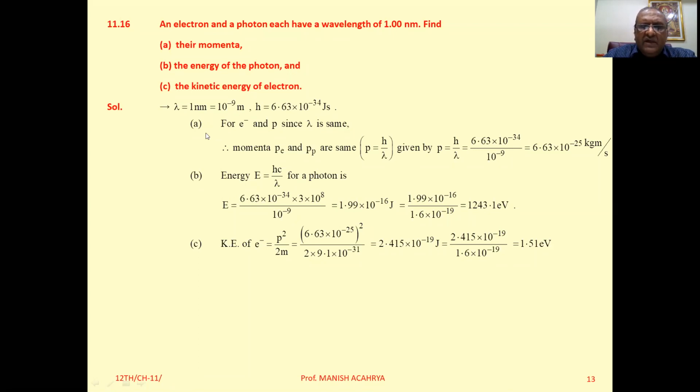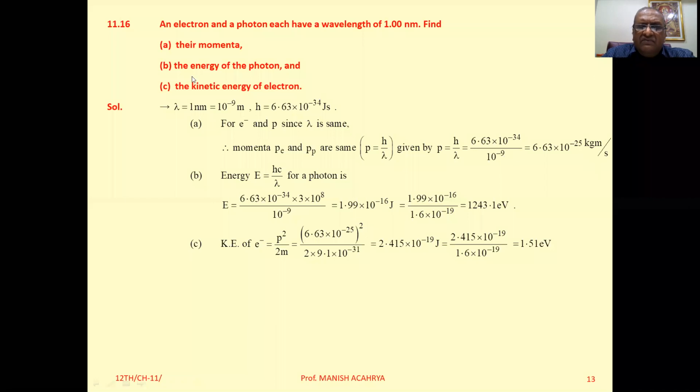Now first we have to calculate the momenta of the electron and photon. Here the wavelength is the same, 1 nanometer, for both. Now for momentum we have the equation p equal to h by lambda. Now lambda is the same for electron and photon, it implies that the momentum will also be the same. h by lambda, substitute the value of h, 6.63 into 10 raised to minus 34, upon 10 raised to minus 9, that is lambda, and solve it, you will get the momentum.